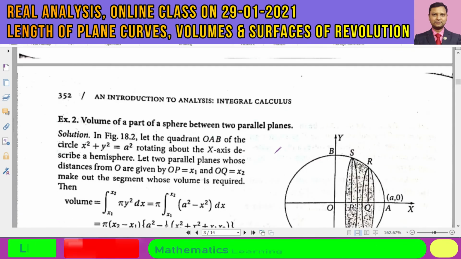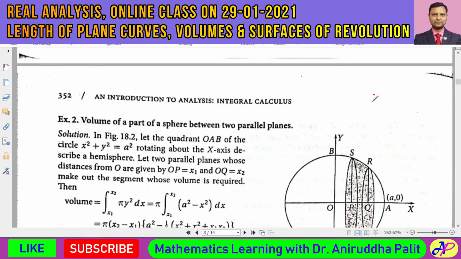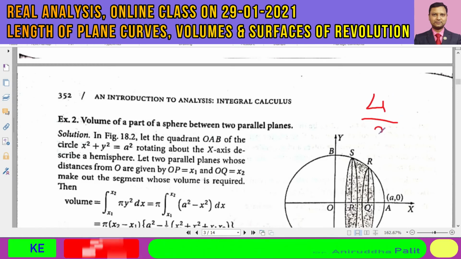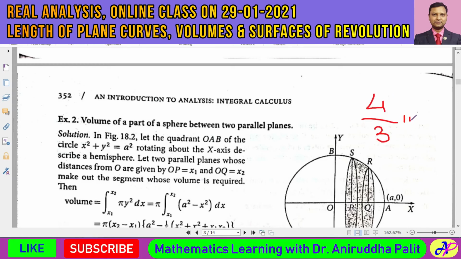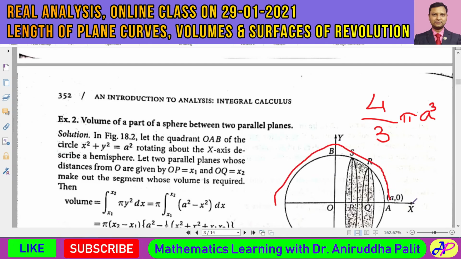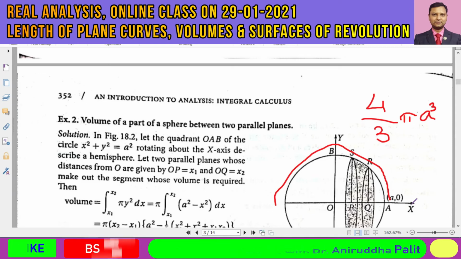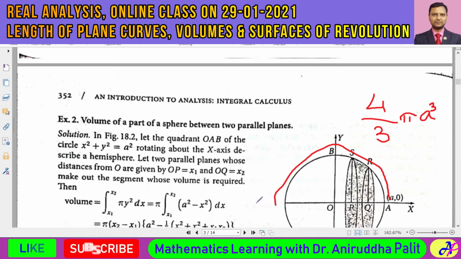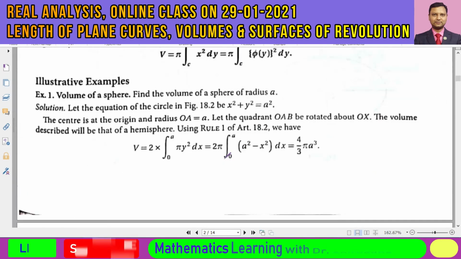So, if we put all these results from minus a to plus a, I am leaving this result for you. You can check the final result. You will get 4 by 3 pi a cube. That is a standard question in examination. Okay, so if we rotate the total upper half of the circle from x equal to minus a to plus a, you will get this result, 4 by 3 pi a cube.